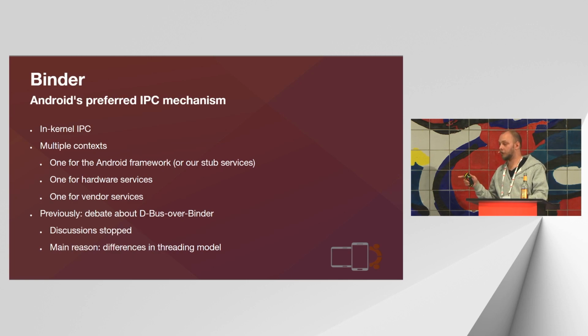We have one for the Android framework or our stub services. We have one for hardware services, and others for the vendor are provided by the VND binder context. Previously, just as a side note, there used to be a debate about dbus over binder from the systemd guys and Leonard Poettering specifically, but those discussions stopped because it was inherently different in the threading model between dbus and what Android usually does with its threading pool and accessing those from a thread pool.